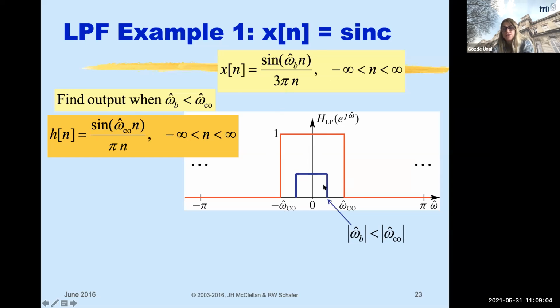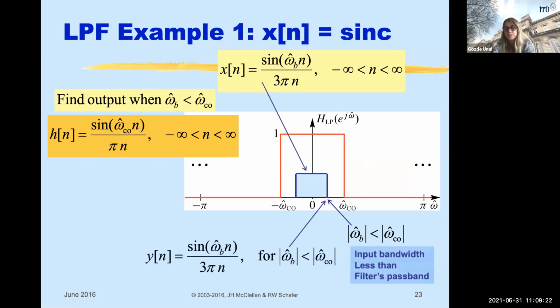Now, what is the result of this filtering? I've given you this filter, this is the input. What is the result? Same signal, right? Exactly. Y of n is the same signal, because input bandwidth is less than the filter's pass band, which is good. Thanks for replying, guys. Exactly, X itself, you guys said.